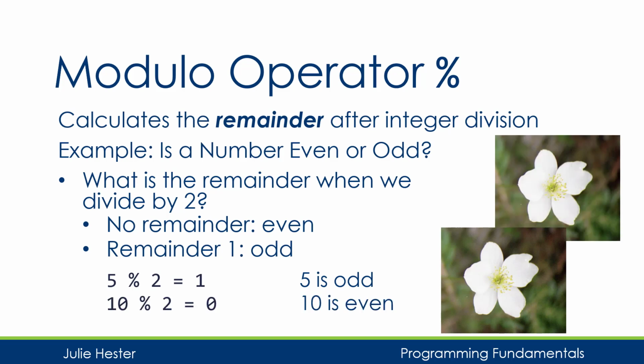But if I have 2 flowers with 5 petals, I have a total of 10 petals. And now I'm going to take 10 modulo 2, or 10 mod 2, and I'm going to get a result of 0. The result of 0 or no remainder tells me that 10 is an even number. So that's a pretty simple example. Let's look at some other situations where we might use this.